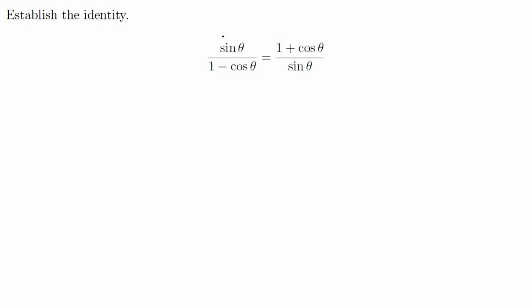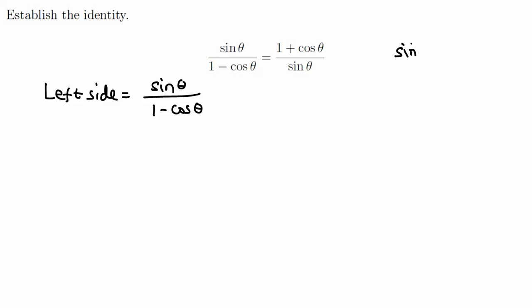Establish the identity: sine theta over 1 minus cosine theta is equal to 1 plus cosine theta over sine theta. Okay, let's start from the left hand side because the bottom is more complicated here. So left side is sine theta over 1 minus cosine theta. Okay, looking at the right hand side, we have to get sine theta on the bottom and 1 plus cosine theta on the top. Okay, there is no 1 plus cosine theta.